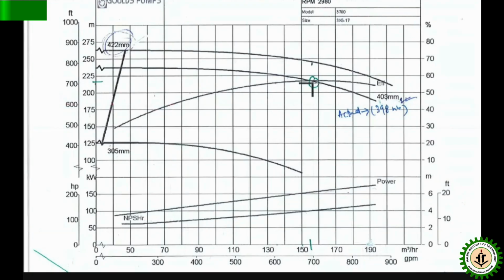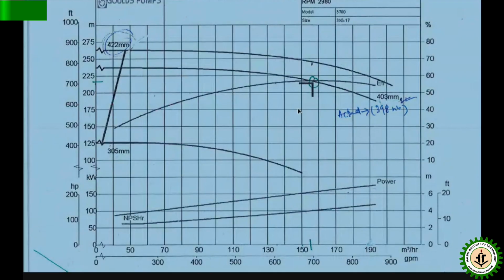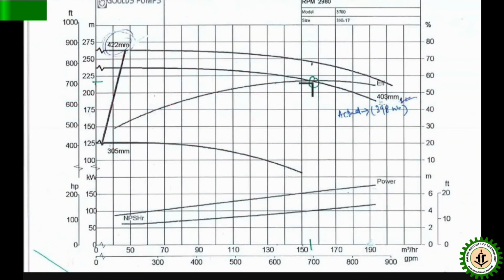This angle point specifies that this pump has the 403 millimeter impeller. The pump does not have the higher impeller diameter or the lower impeller diameter. The operating impeller diameter in the pump is 403 millimeter. By this you have to understand. And this point is called the best efficiency point.